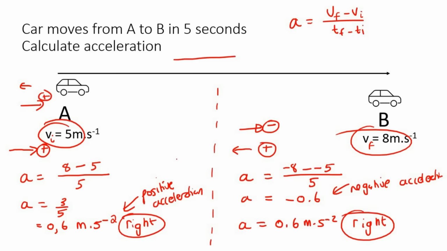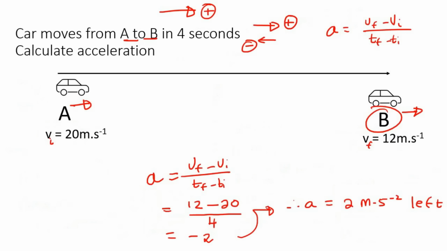It was moving to the right. What were the answers? To the right and to the right. When your acceleration has the same direction as the direction your car is moving, then that is called acceleration. Then the car would actually speed up.